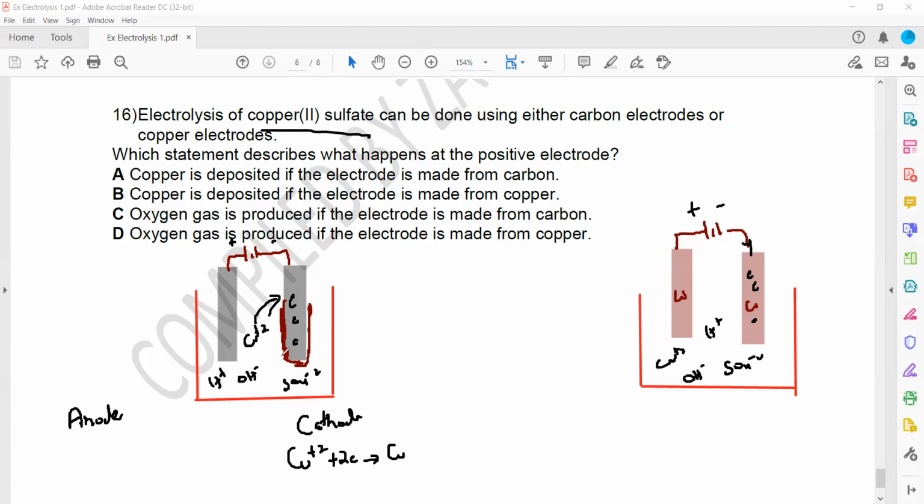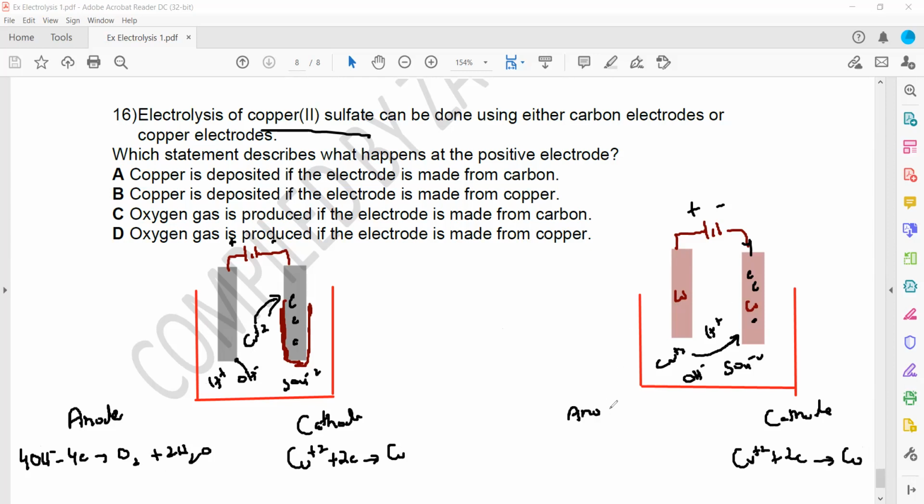And what will be the equation for anode? Because these are carbon electrodes, for negative ions we check the amount, but sulfate, nitrate and carbonate never move, so hydroxide ion will move there. 4 hydroxide ions lose 4 electrons, give oxygen and 2 water molecules. So at anode oxygen is produced, at cathode copper is produced. What about this one? The copper ions are attracted towards the cathode. The equation is same, copper ions gain 2 electrons and turn into a copper atom.